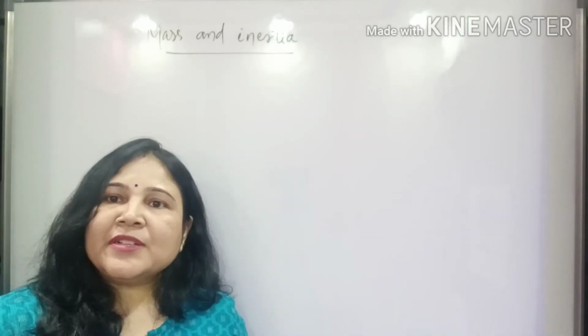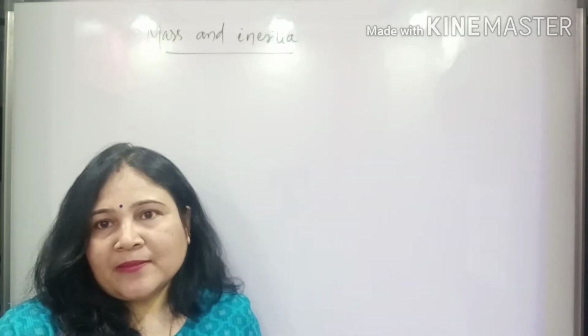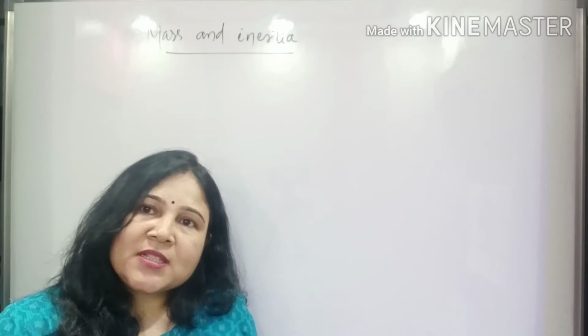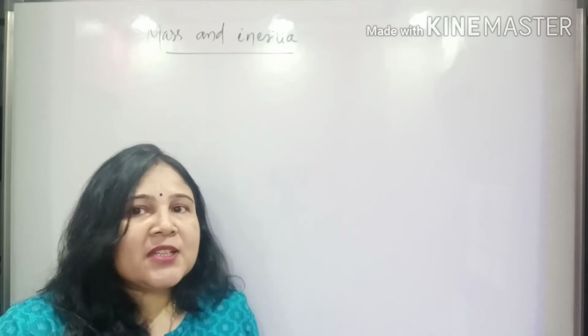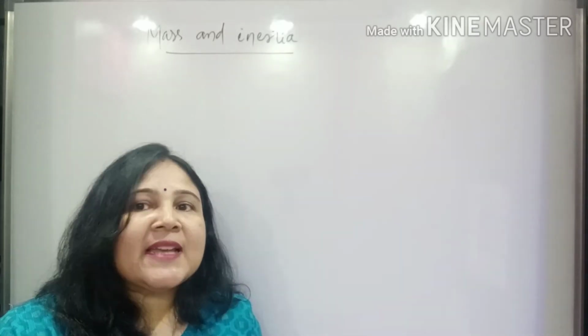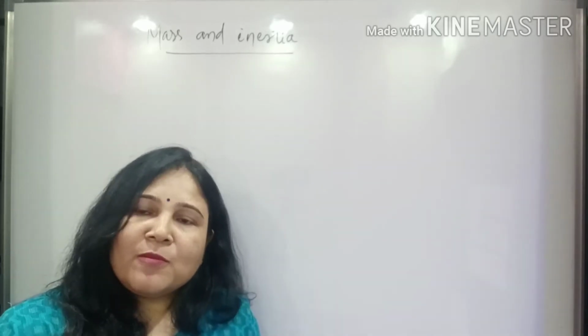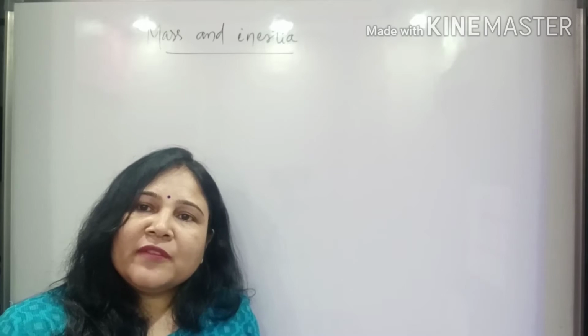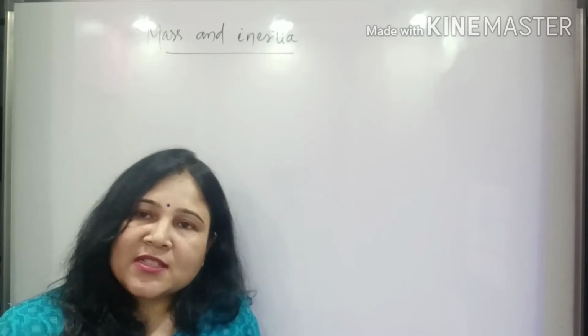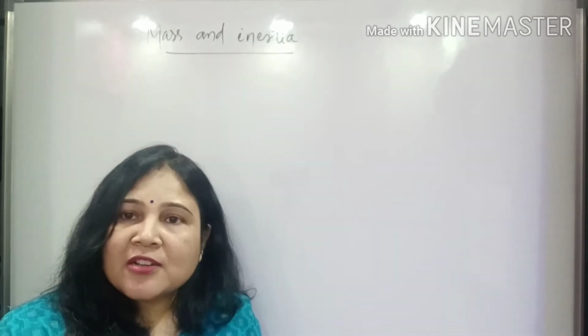So in the last video we discussed the definition of inertia. If you remember, what is the definition of inertia? It says: if a body is at rest, it will remain at rest. If a body is in uniform motion, it will keep on moving with the same uniform motion along the same straight line.